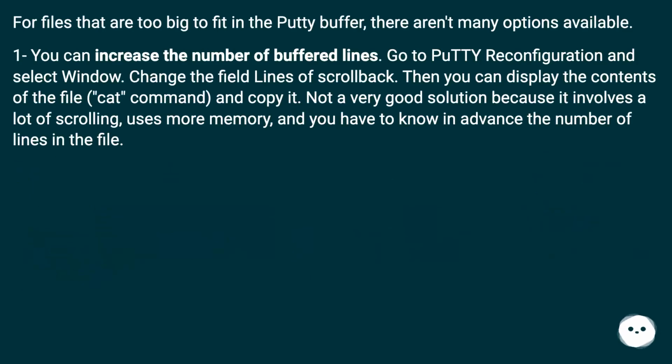For files that are too big to fit in the PuTTY buffer, there aren't many options available. 1. You can increase the number of buffered lines. Go to PuTTY Reconfiguration and select Window. Change the field lines of scrollback. Then you can display the contents of the file, cat it, and copy it. Not a very good solution because it involves a lot of scrolling, uses more memory, and you have to know in advance the number of lines in the file.